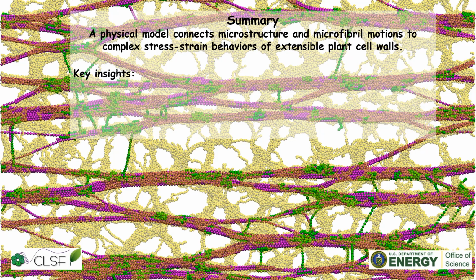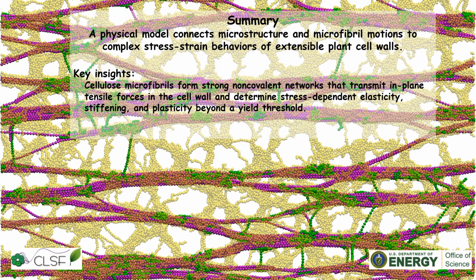Here are two of the key insights from this study. First, cellulose microfibrils form a strong covalent network that transmits in-plane tensile forces in the cell wall and determines stress-dependent elasticity, stiffening, and plasticity beyond a yield threshold. Second, wall plasticity originates from fibril-fibril sliding in the cellulose network.